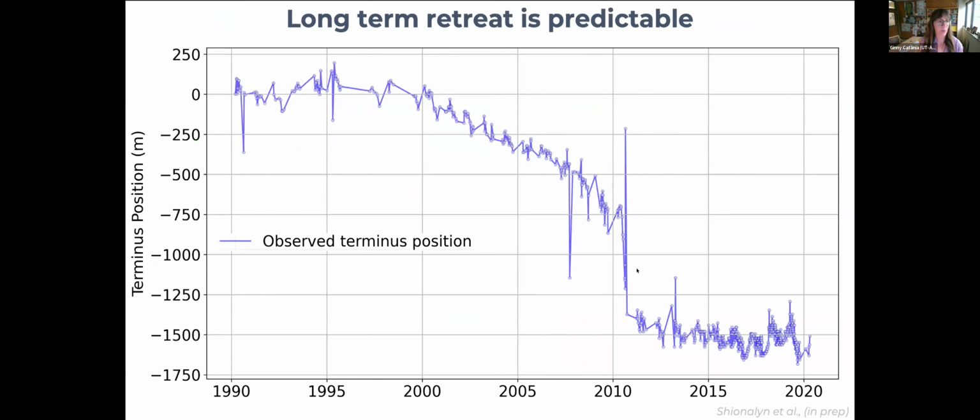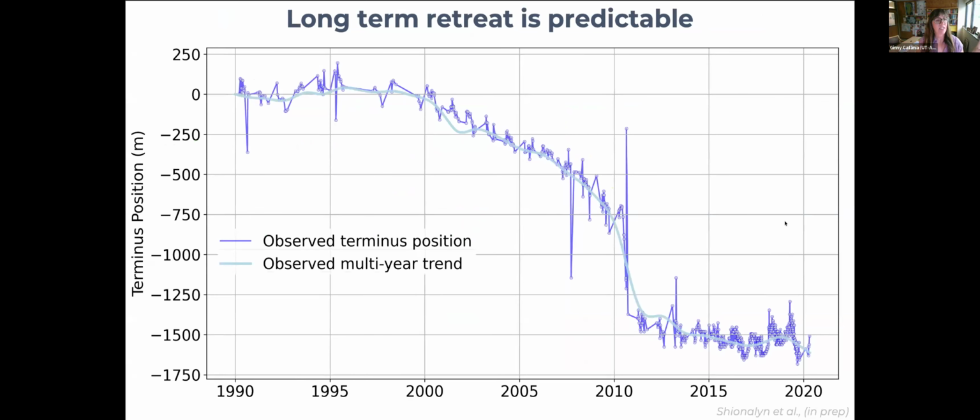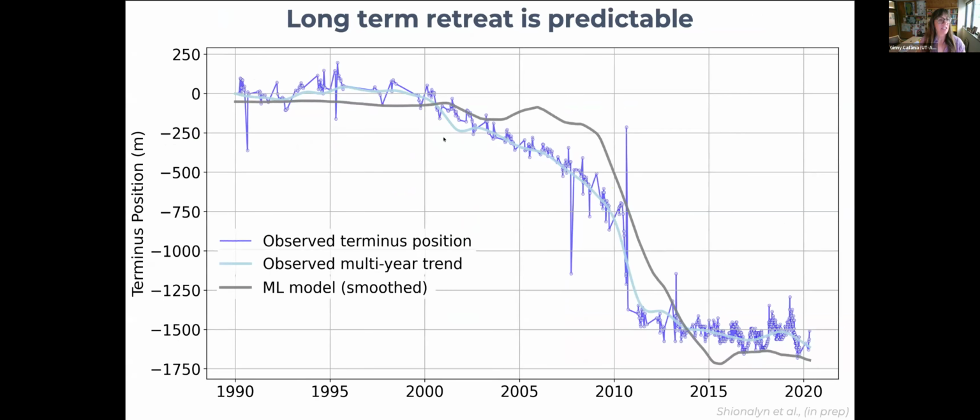So this is just one example that we have of a glacier experiencing retreat. This is the observed terminus position. We take a smooth average of this as a multi-year trend. And then this is our machine learning model prediction that is also smoothed for comparison. And so for this model in particular, we're able to predict the timing of retreat, the overall magnitude of retreat, and the restabilization of this glacier in around 2015 or so. It's not a perfect prediction, but it does a reasonably good job.